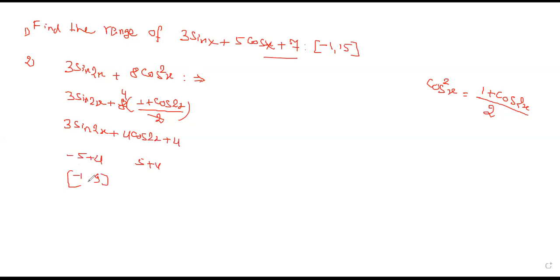So please remember this type of question. When you have cos square x or sin square x, then you have to put the value of cos square x in terms of cos 2x. And if it is sin square x, then it will be 1 minus cos 2x by 2. Okay? This was the range of the trigonometric function. Now, next topic.